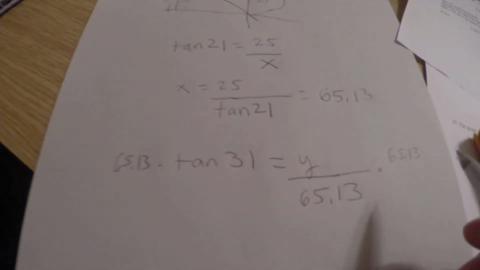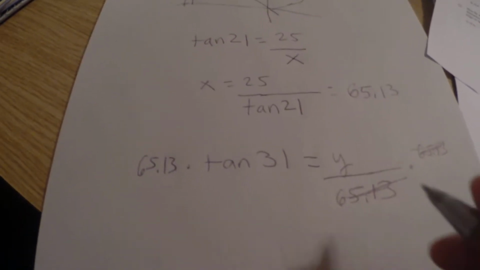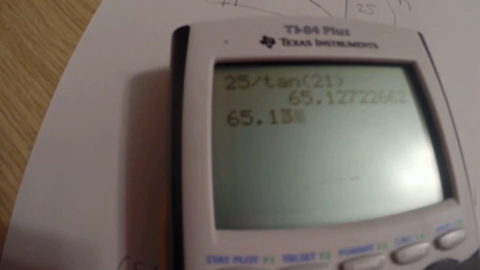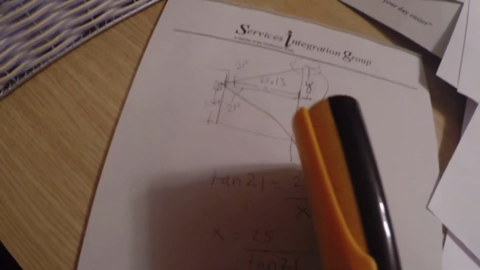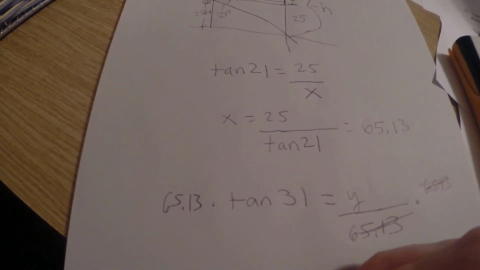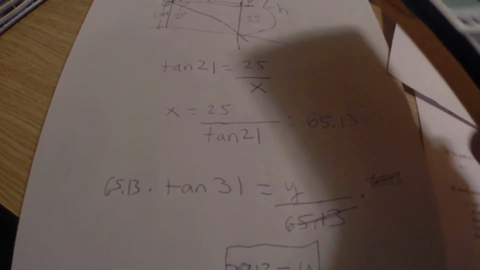So you can't just switch them all the time. You just look at the situation and apply accordingly. That will cancel this out. That was the whole point. Also, you always want to try to get rid of the fraction as soon as possible. And we solve. So 65.13 times tan 31, and you get 39.13. And you feel good about yourself, and you're happy, and you're like, cool, I'm done. Move on to the next problem, because 39 is one of the answer choices.